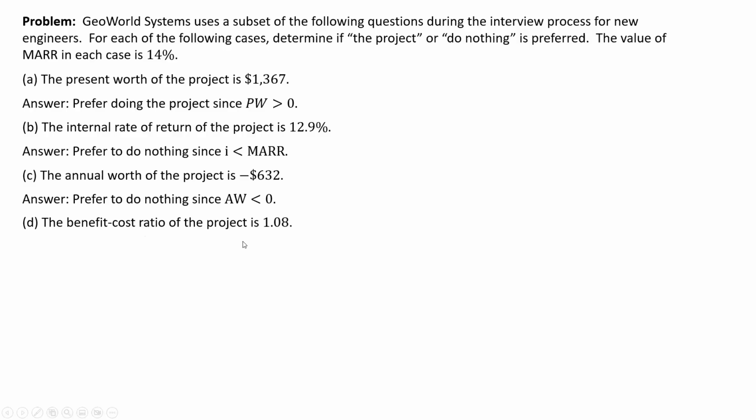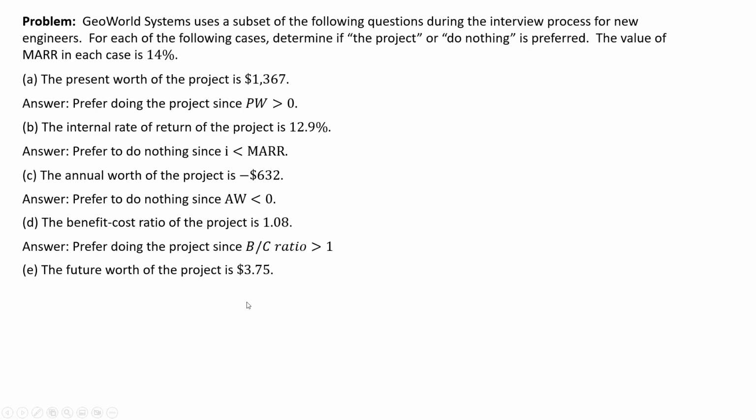Okay, the benefit cost ratio of the project is 1.08. What do you think? Benefit is on the numerator, cost is in the denominator, so that is equal to 1.08 over 1. Benefit is 1.08, cost is 1. Looks like benefit is bigger than the cost, so definitely you should do this. So prefer doing the project since the BC ratio is greater than 1.